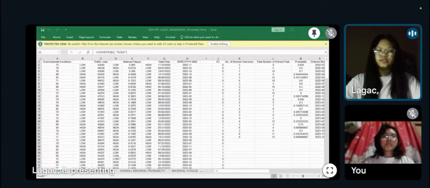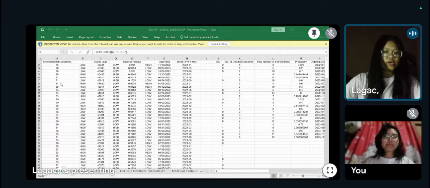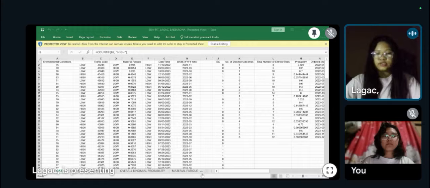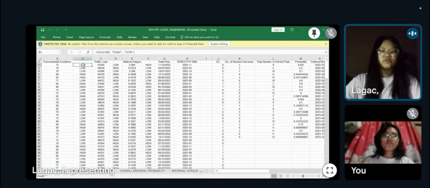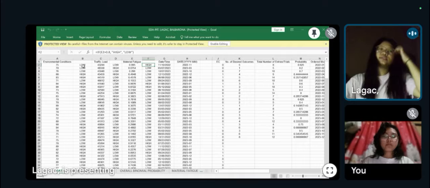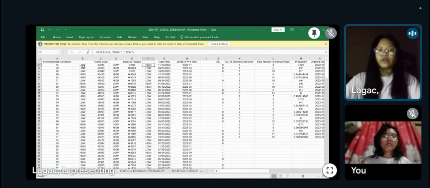Now, this is the data that we have generated from Mukaru, for each factor of environmental conditions, traffic load, material fatigue, and date and time. We have set the standard for environmental conditions as 80, traffic load as 45,000, and material fatigue as 0.8. If the values of data exceeded our constant, then it will appear high, as it means that it has a high probability of failure, so it has exceeded our constant.